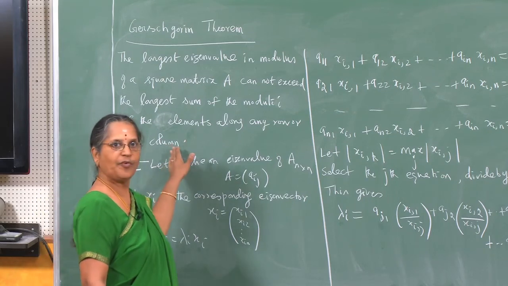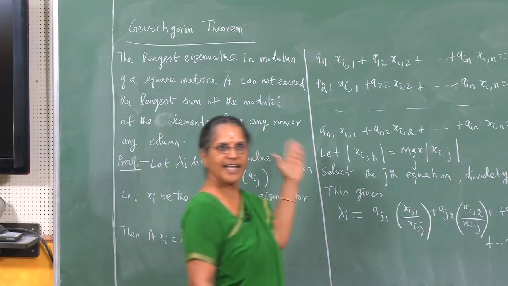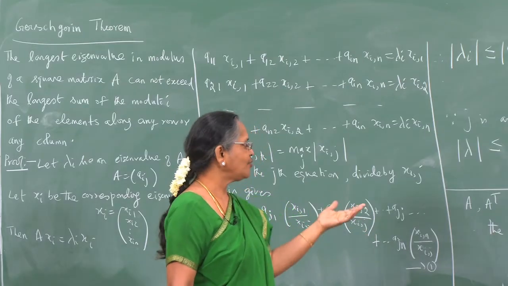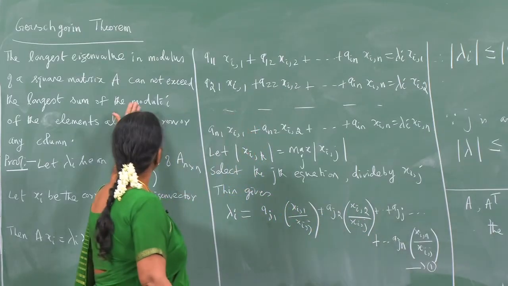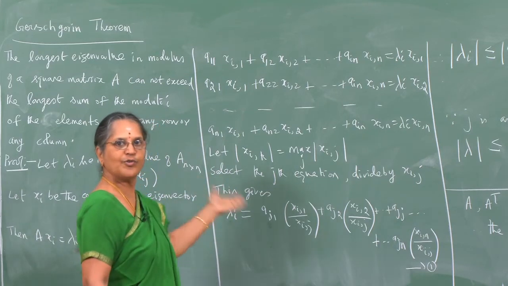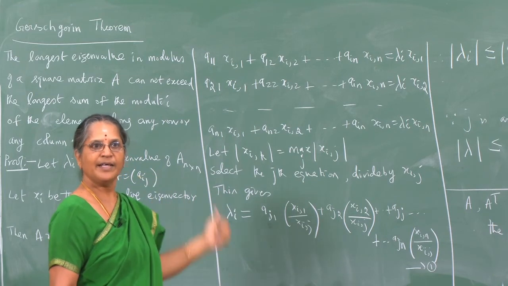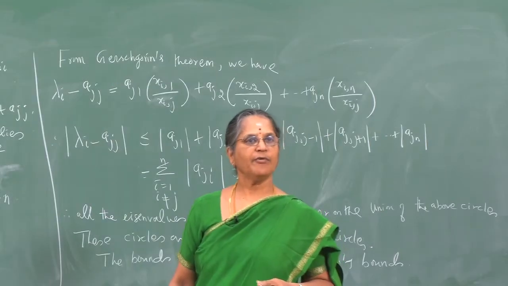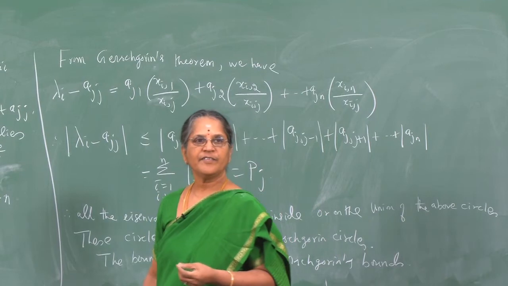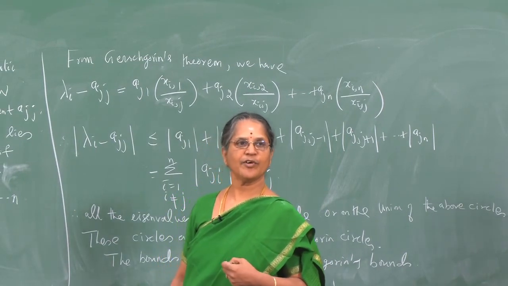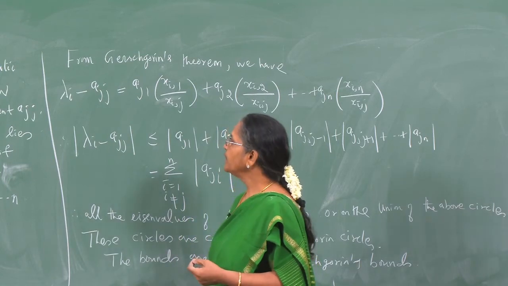What about the proof for any column? The matrix A and A transpose have the same eigenvalues, and therefore the proof of the theorem holds good also for columns, and hence Gershgorin's theorem is completed. So, we now have another result which gives us the location of the eigenvalues of the given matrix.